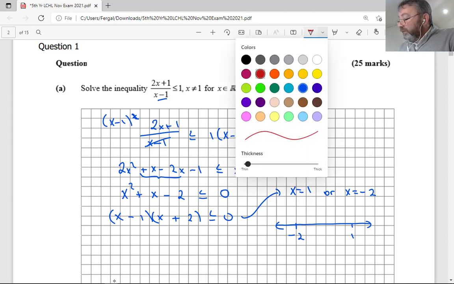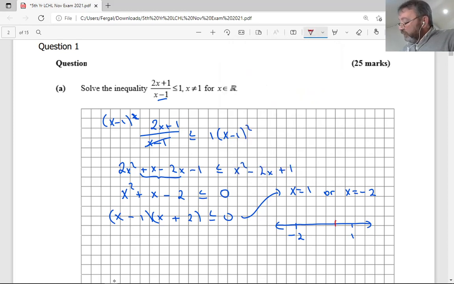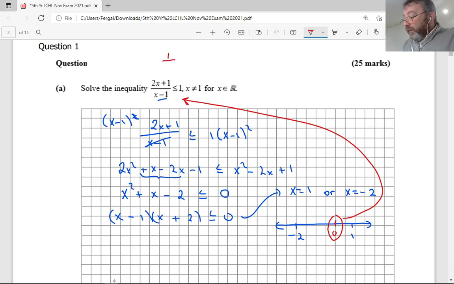Let me just change the color here. So 0 is free for testing, 0 is going to be roughly here, which means now I take 0 back to the original inequality, all the way back to the very top, and I put 0 in for x. Then that's going to give me 1 over minus 1 should be less than or equal to 1. And obviously when you divide 1 by minus 1, you get minus 1 is less than or equal to 1, which is true. So therefore we are working inside minus 2 and 1.